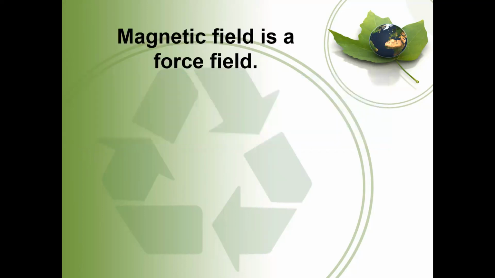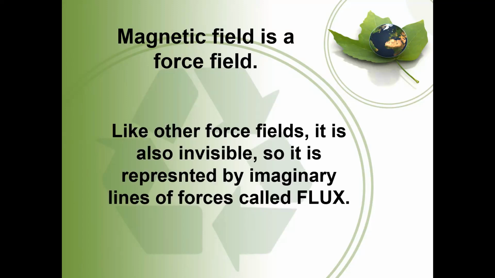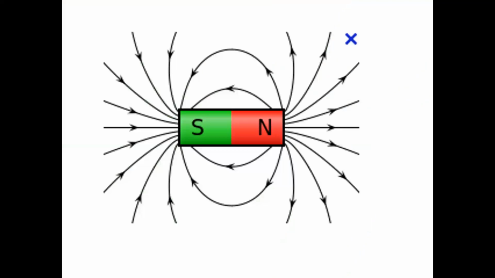This is the definition. Magnetic field is a force field. I hope you remember this topic from our first chapter, electrostatics, where a field is a region where you can experience a force. Like other force fields, a magnetic field is also invisible. So it is represented by imaginary lines of force called flux. So we draw these lines. These are called field lines.